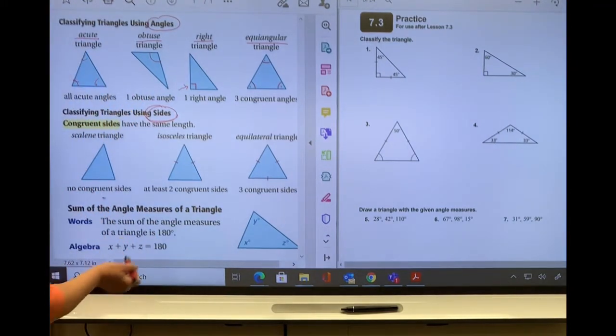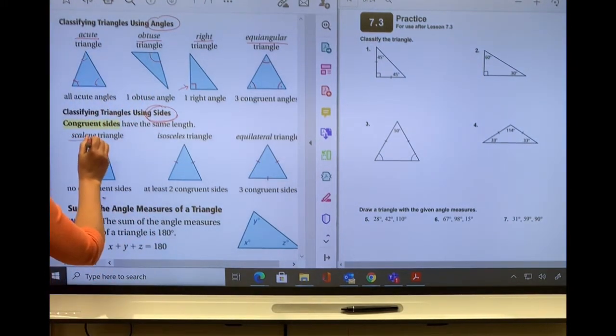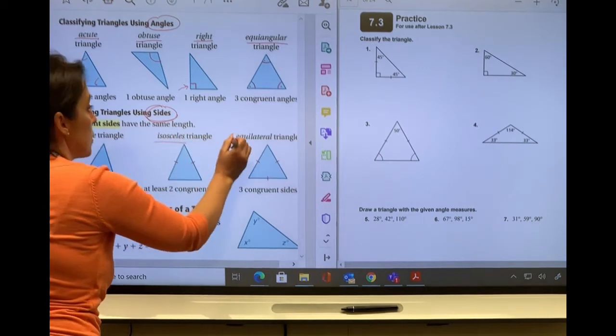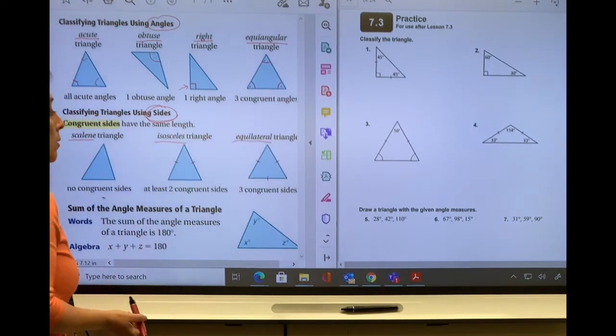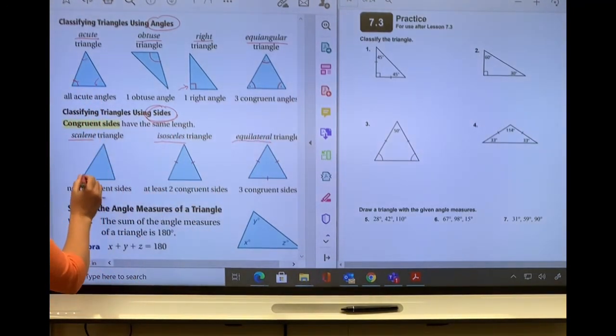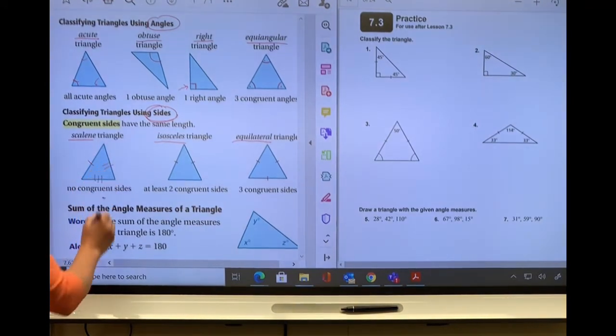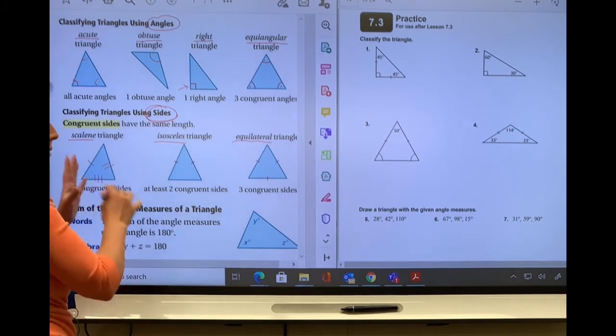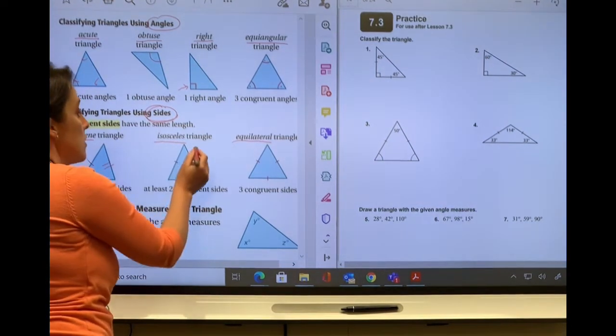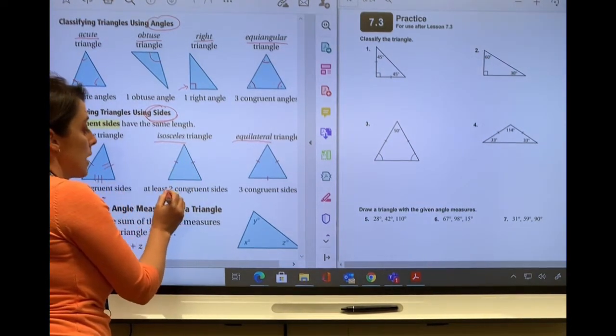The sides: scalene, isosceles, or equilateral are our three categories. Scalene means that all three sides have different measurements. So not one side, none of the sides pair up, okay? Isosceles, two sides are the same.